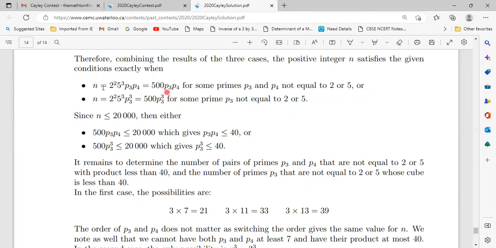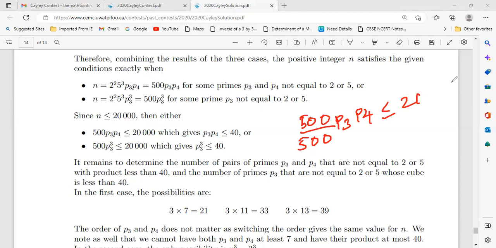And they said this n is less than or equal to 20,000, then either this 500 P3, P4 is less than or equal to 20,000, which gives P3, P4 less than or equal to 40. What are you doing here? You are just dividing both the sides by 500. Okay. So it's P3, P4 less than or equal to 20,000 by 500. So we ended up having 40 on your right side. Yes. So we're doing the same for the second condition as well. So we're going to have P3, P4 less than or equal to 40, P3 cube less than or equal to 40.